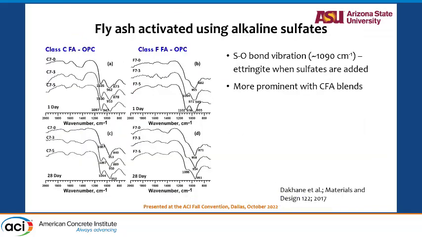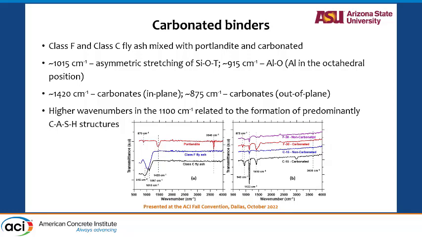And you can use the same idea for fly ash activated using alkali sulfates. You can see the S-O bond vibration at 1090 when lots of hetero-dyte is formed with sulfates. Again, you need to make sure that all of these are calibrated with some other technique so that you are actually sure. Say, 1090 can be hetero-dyte, but 1090 could be so many other bonds that could interfere. But based on what we know in our materials, it's fairly sure that these are hetero-dytes.